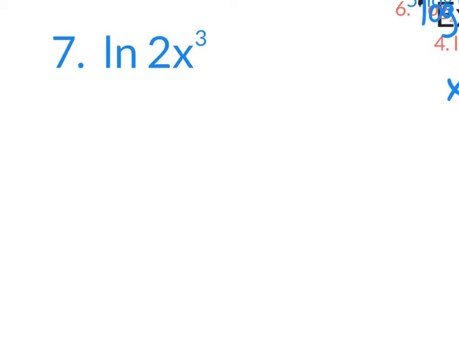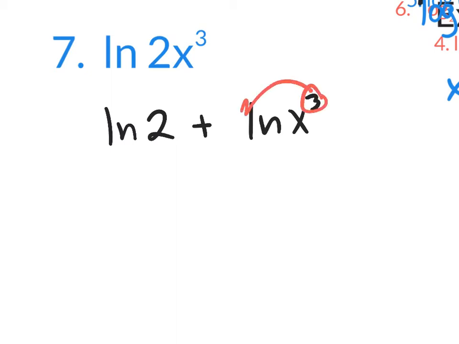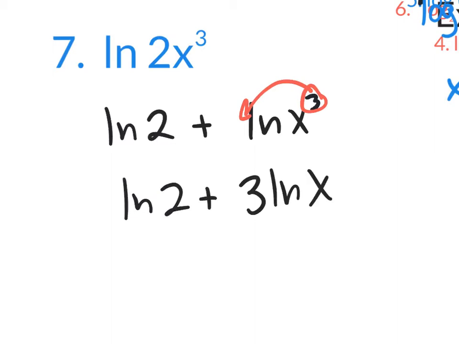So if I use the product property, I'm going to put ln of 2 plus ln of x to the third. And then I use the power property, that 3 is going to come out to the front. So I have ln of 2 plus 3 ln of x. As you can see, if you would have done the power property first, that 3 would be out in the front, which would be a mistake, because the 3 does not belong to the 2, it belongs to the x. So that's why we do the product property first, split it with the plus sign in the middle. And then we bring down that power of 3 to the front.